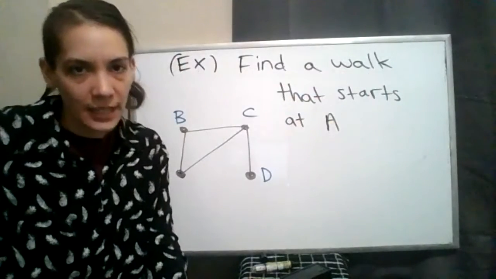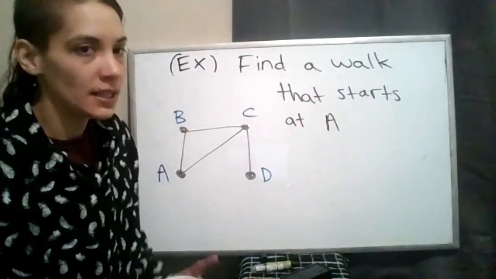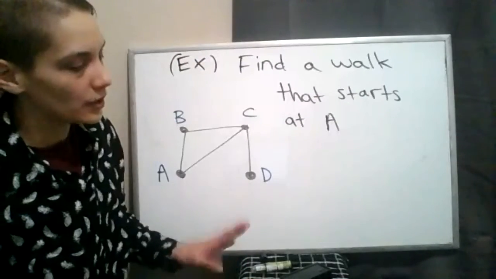And ends at vertex D and visits each edge at least once.